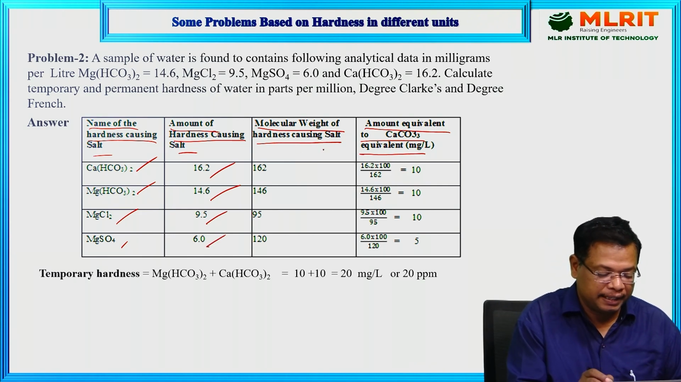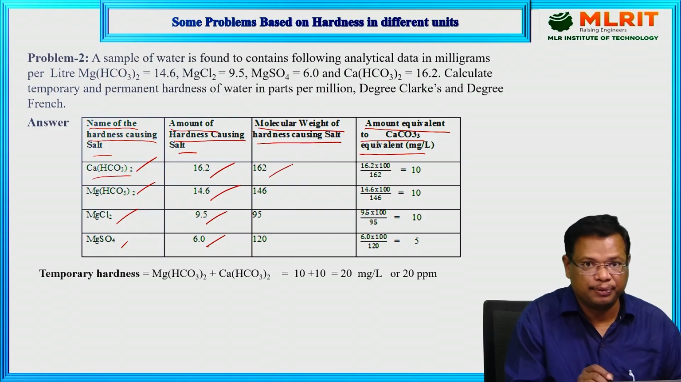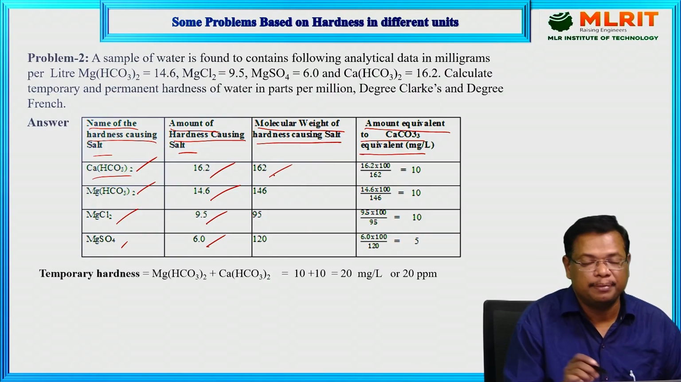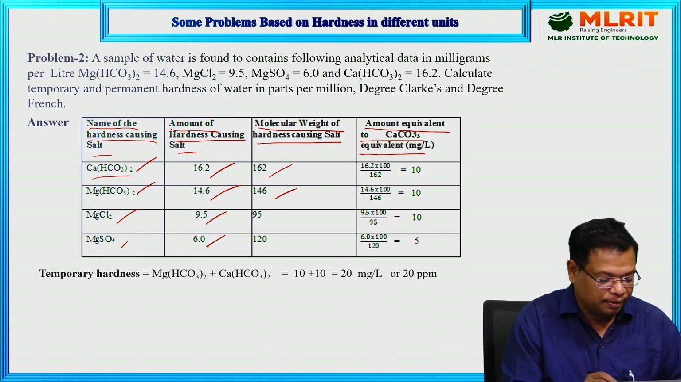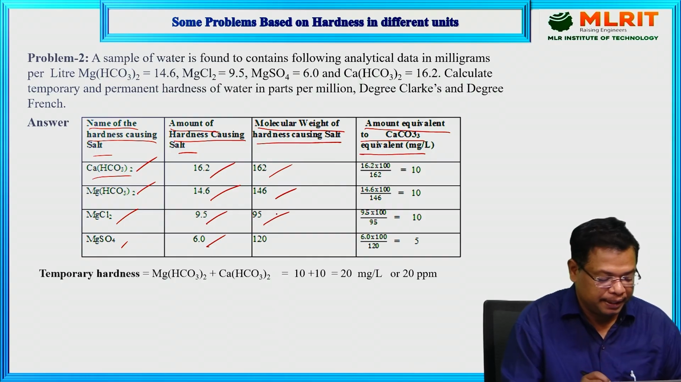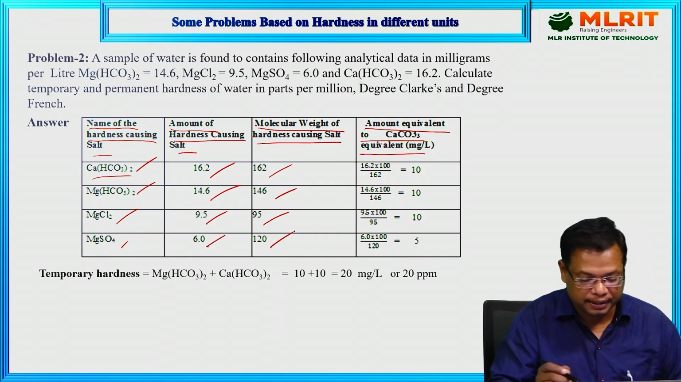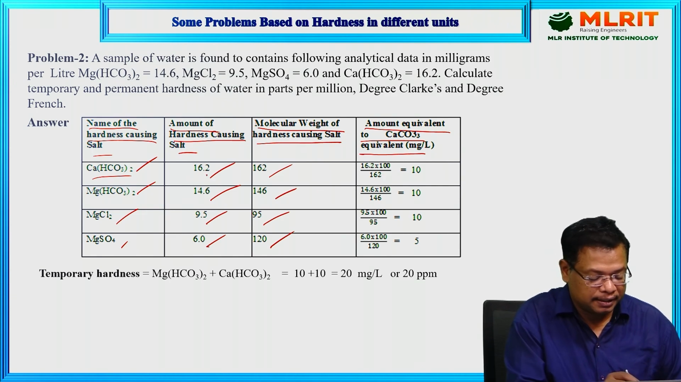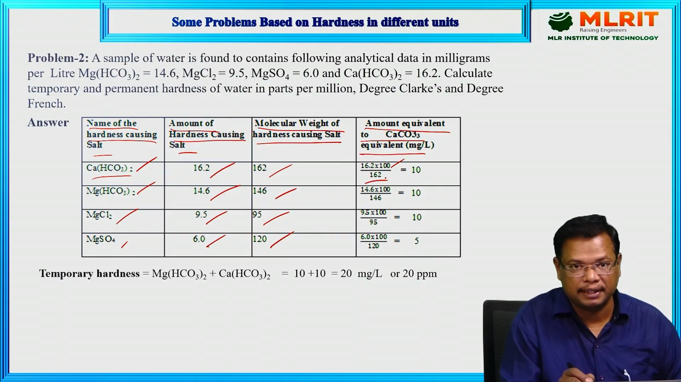Likewise, the molecular weights: calcium bicarbonate, as we calculated for CaCl2, we have to calculate Ca(HCO3)2 molecular weight, which is 146. For magnesium bicarbonate, 95. Molecular weight of magnesium chloride is 95, magnesium sulfate 120. So likewise, when we are calculating the hardness causing number of the given samples, 16.2 into 100 is calcium carbonate, 162 is the molecular weight of that particular given salt.